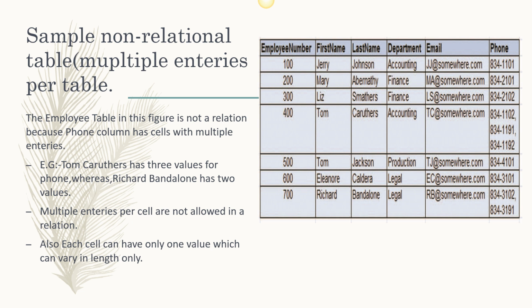Sample non-relational model, multiple entries per cell. The employee table in this figure is not a relation because the phone column has cells with multiple entries. See, for example, Tom Carthanas has three values for phone, whereas Mr. Richard has two values. Multiple entries per cell are not allowed in a relation. Also, each cell can have only one value, which can vary in length only.